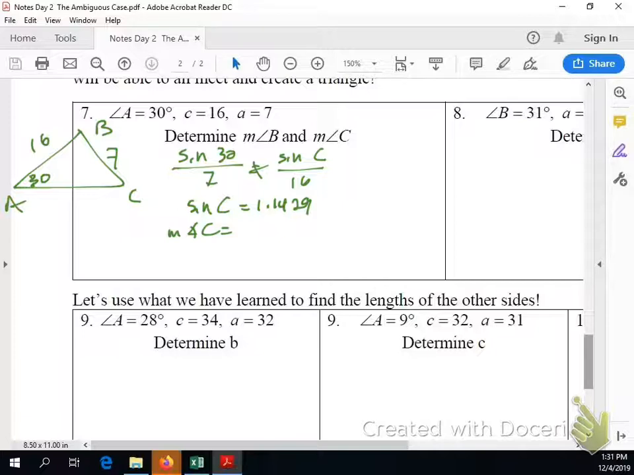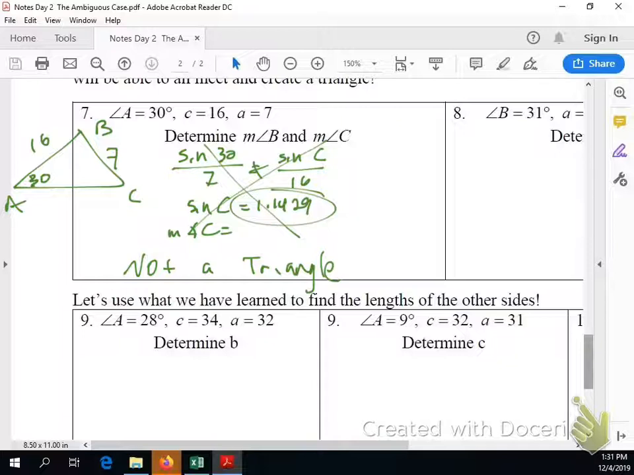But your calculator is going to blow up. We cannot have a value bigger than 1 for sine. So if we do, we know that we cannot find an angle C for that. What that tells us is that this is not possible. This is not going to make a triangle. Right? So we're done. We don't have to worry about doing anything. We can't find an angle measure at all. But that's what it would look like if we couldn't even make a triangle.